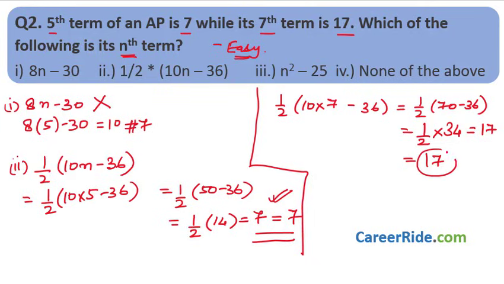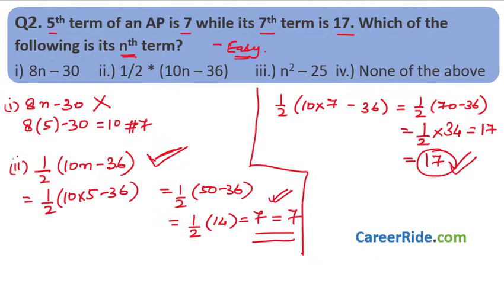Fantastic. Again, it satisfies my condition for the seventh term also, which means that option 2 given to me, that is half of 10n minus 36, satisfies the conditions for both my fifth term and the seventh term. So this is my correct option. If you go to solve the question step by step, it will go very lengthy and it will consume a lot of time. So it makes more sense to make use of the options given to you.